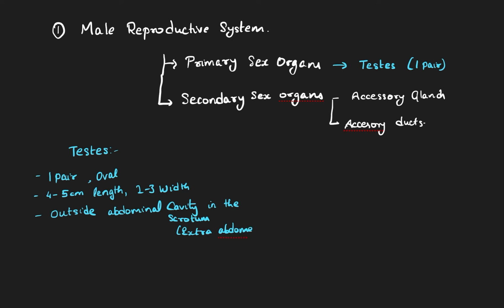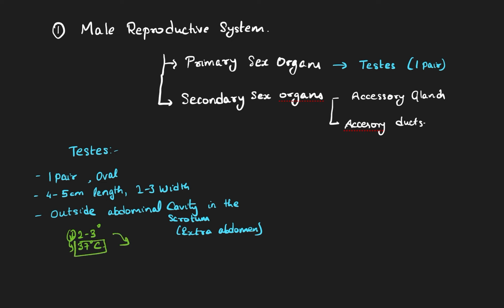And the reason for that is why they are located outside the abdominal cavity and not inside the abdominal cavity, and why they are present in the scrotum, that is the extra abdomen. The reason is that their temperature is 2 to 3 degrees less than 37 degrees. That is normal body temperature. Normal body temperature is 37 degrees.